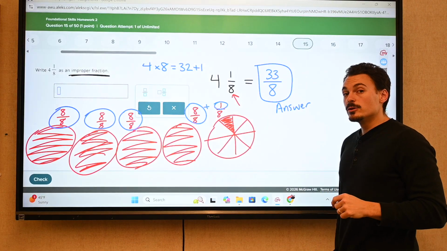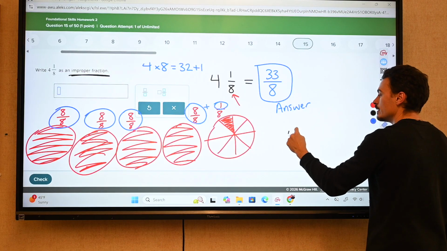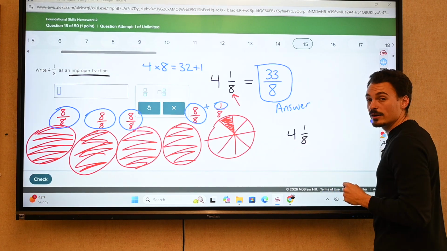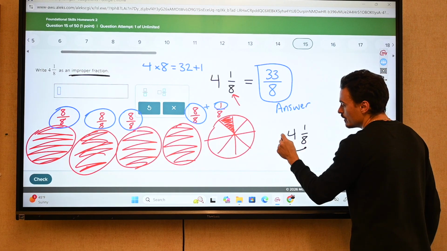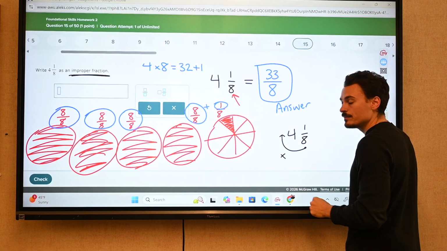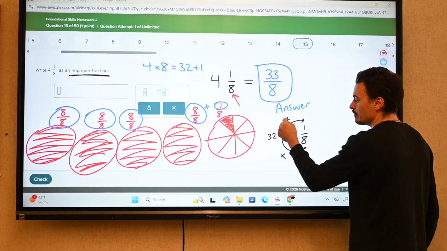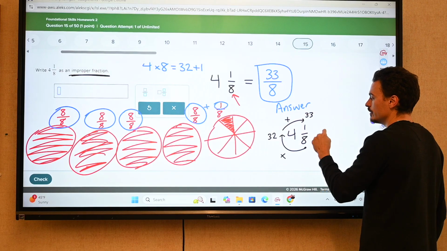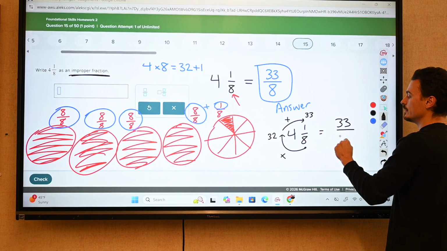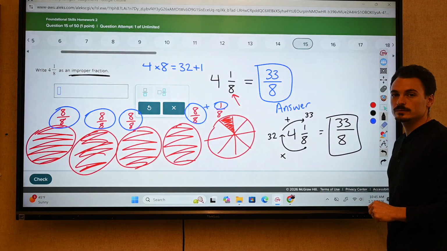You might have learned this in middle school. You might have learned this called the Ferris wheel method. Take the bottom number, multiply with the whole number, and then add with the top. 8 times 4 is 32, plus 1 more is 33. And that's how you get 33/8. Okay.